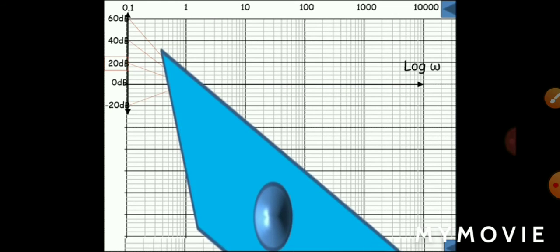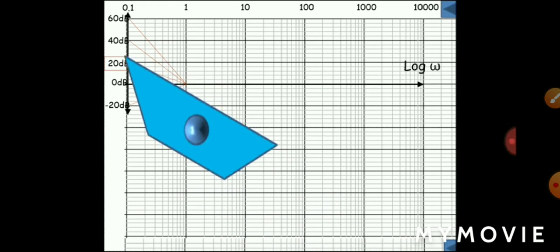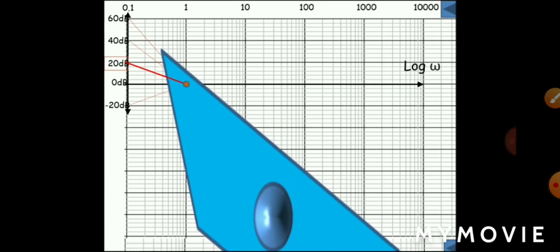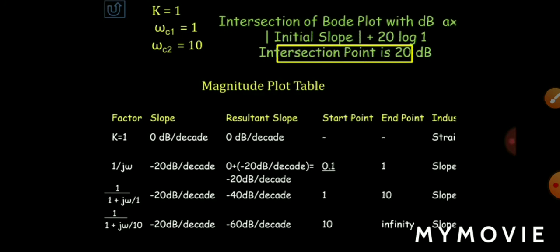On the semi-log sheet, I have drawn the reference lines: minus 20, minus 40, minus 60 and plus 20. Now, the first step: K equals 1, that is 20 log K, we got 20 decibel, right. So that we are going to draw here, 20 decibel.